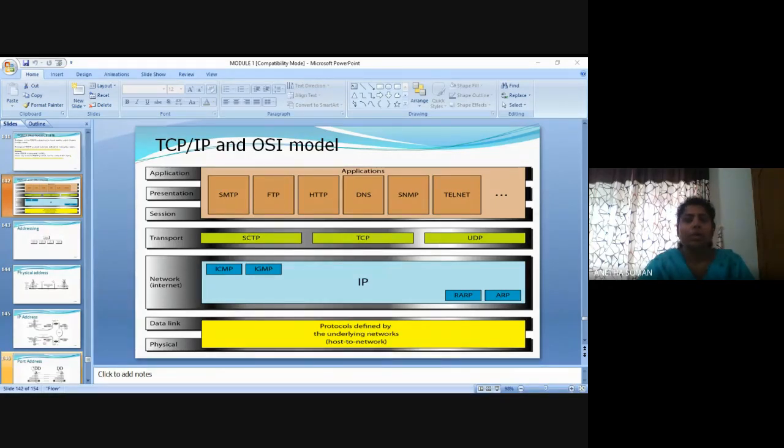Okay. Now, coming to the transport layer. In the transport layer of TCP/IP, you have three different types of protocol. One is TCP, that is Transmission Control Protocol. The other one is UDP, User Datagram Protocol. And the other one is SCTP, that is Stream Control Transmission Protocol. The major ones are TCP and UDP. TCP is a connection-oriented protocol, but UDP is a connectionless protocol.